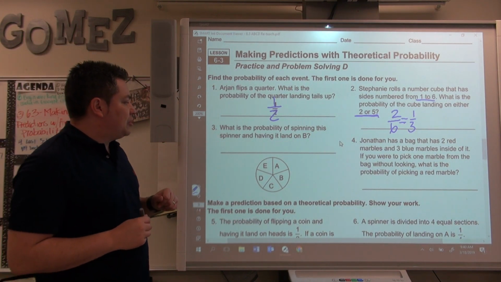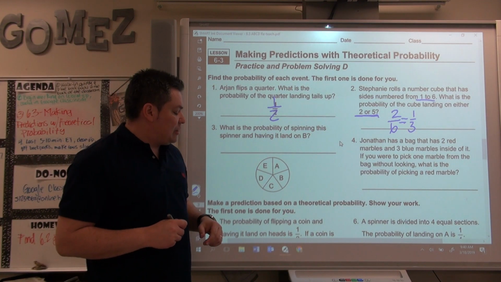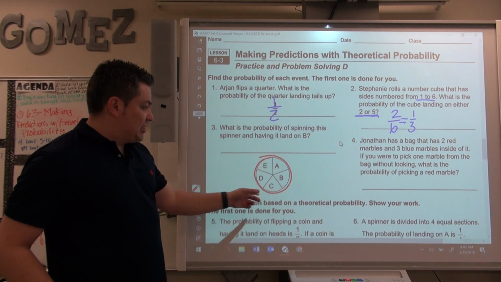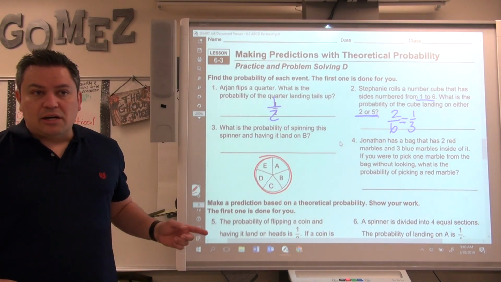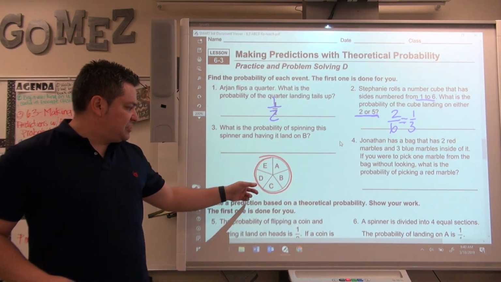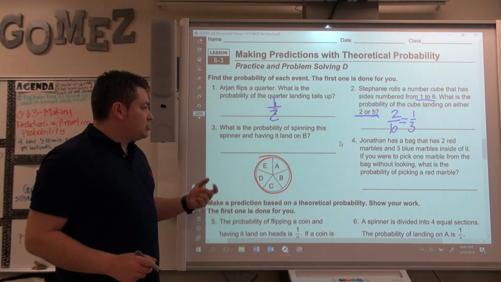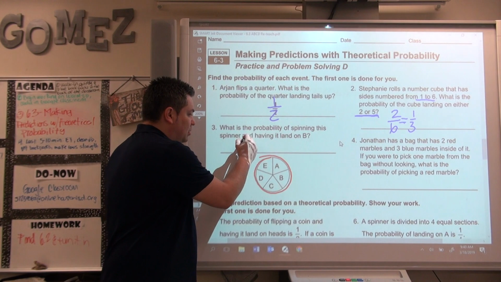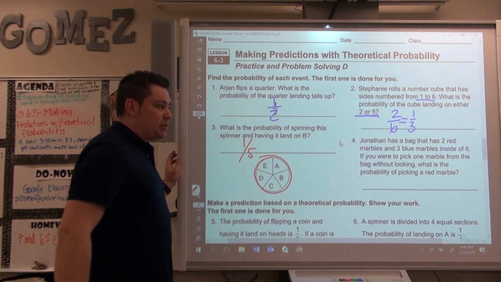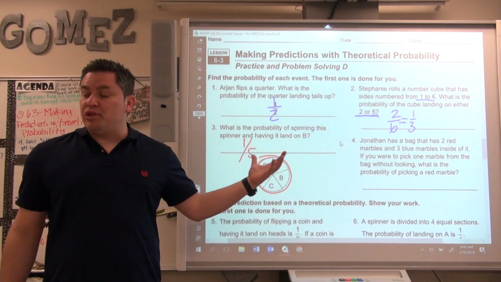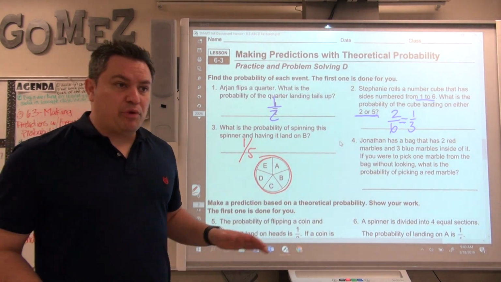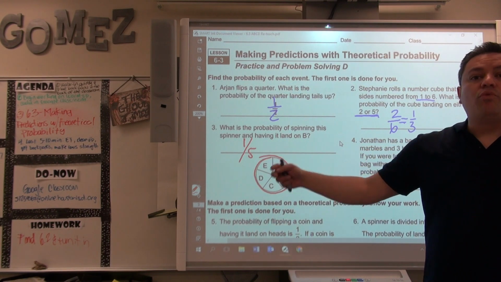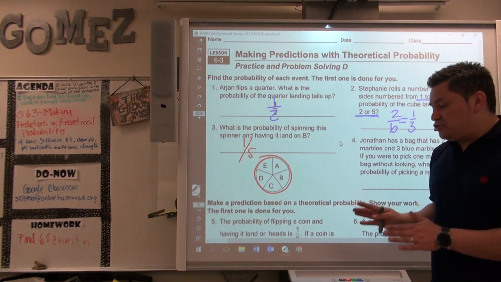Now, number 3. What is the probability of spinning a spinner and having it land on B? We have this spinner right here, and it has how many sides? 5 equal sides: A, B, C, D, and E. So how many B's do we have? 1 out of 5. That's the answer. That's just finding the probability. We haven't made a prediction just yet.